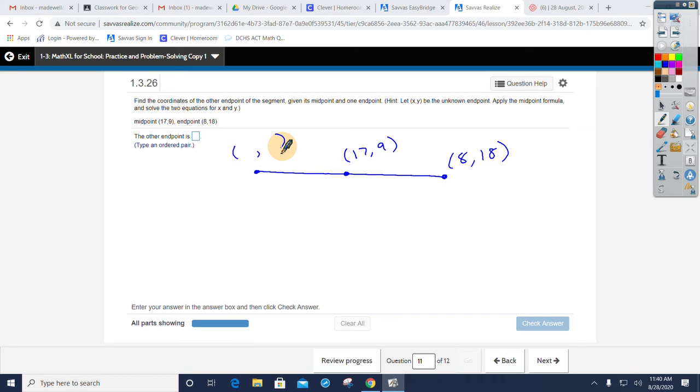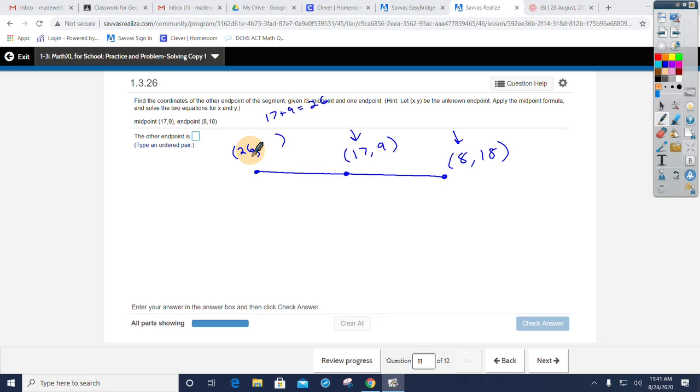Okay, remember what I said earlier, you look at the 2 x's here. To get from the midpoint to this endpoint, you go down 9, right? 17 minus 8, that would be 9. So now to get to this other endpoint, you need to go up 9. So if you add 9 to 17, 17 plus 9, that is 26. So 26 is going to go right here.